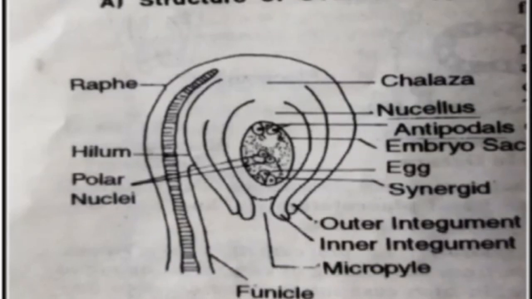The number of ovules in a gynoecium varies from species to species. In some it is one, and in some others it may be more in number. So now see the typical structure of the ovule. This diagram shows the structure of the ovule.